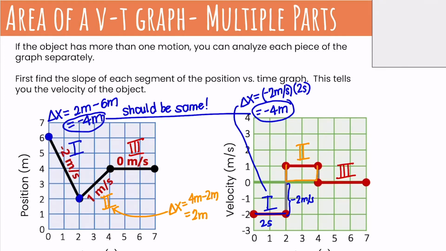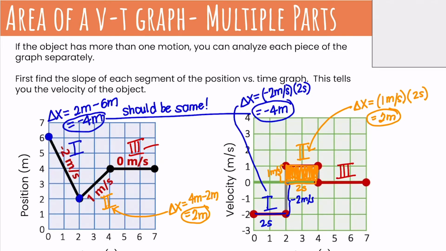And now for our second segment, we're going to calculate this area here to find the displacement. And we have a displacement of 1 meter per second as our velocity, times the time from 2 to 4, which is going to be 2 seconds. So we have 1 meter per second times 2 seconds, which is going to give us 2 meters. And so we want to make sure that this matches the one on the position time graph, and it does, so we can go ahead and move on.